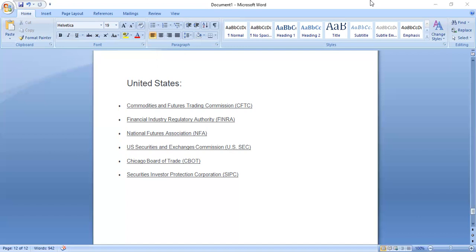Now, again, when the world of forex trading began, it was difficult for us to get a single institution that would monitor the activities of the banks or these companies known as brokers that were selling currencies. There wasn't any single regulatory body that regulates the forex market worldwide.